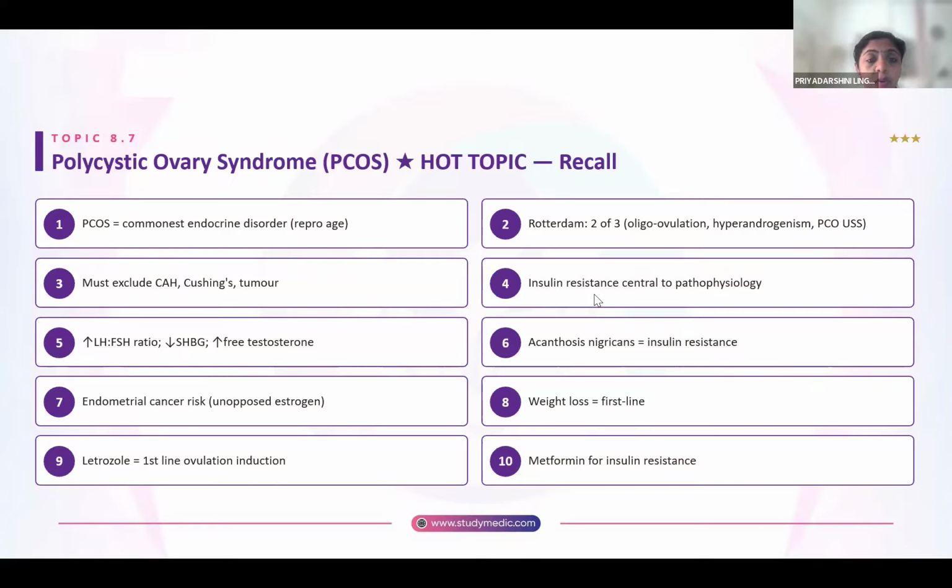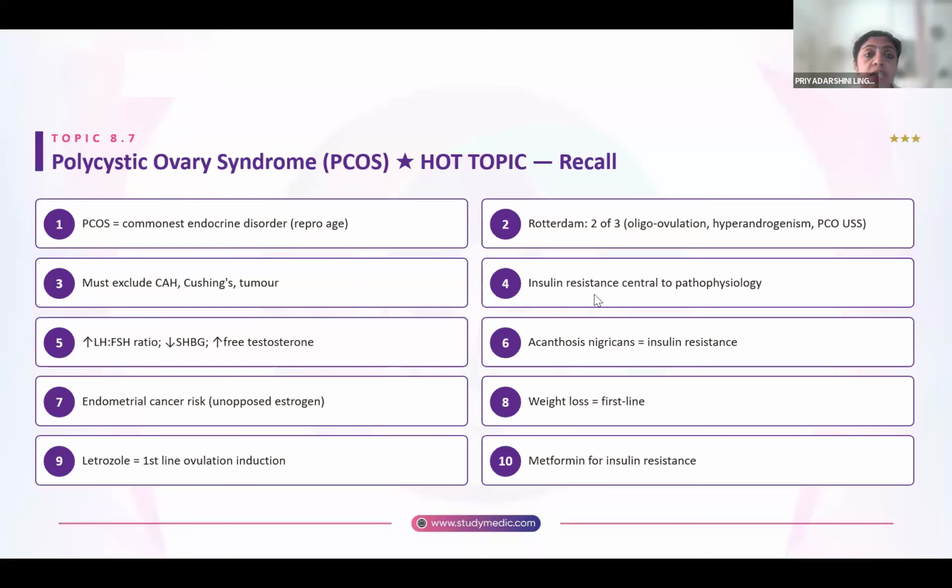First line of treatment, always weight loss. Weight loss can be through diet and through physical activity, change in lifestyle. The first line of drug for ovulation induction is going to be letrozole, and the first drug for insulin resistance is going to be metformin. So you will choose the drug depending on whatever scenario has been given to you, because the clinical scenario that can come to you in exam can either be for regularization of periods, or it can be for subfertility with anovulation, or it can be just for insulin resistance. So your answer will be chosen depending on the scenario that's been presented to you. Always keep this in mind.